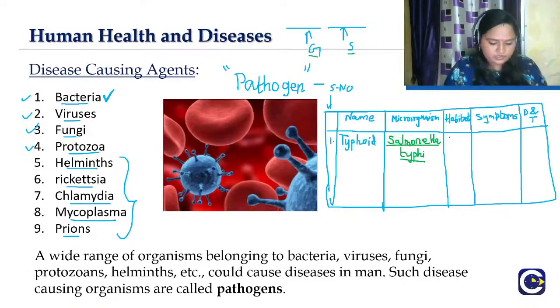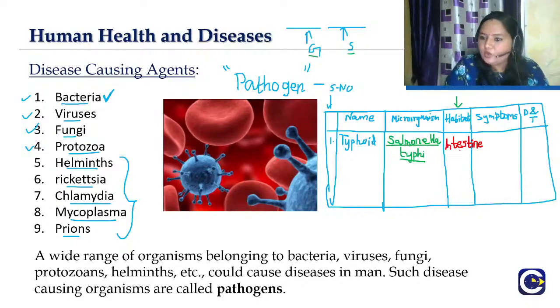Okay, one GK question. Where do you think this bacteria can reside inside our body? Where do you think this bacteria can live inside our body? Which part? That comes in the fourth column, habitat. Okay, typhoid bacteria Salmonella typhi resides inside the intestine. Okay, it resides inside the intestine.